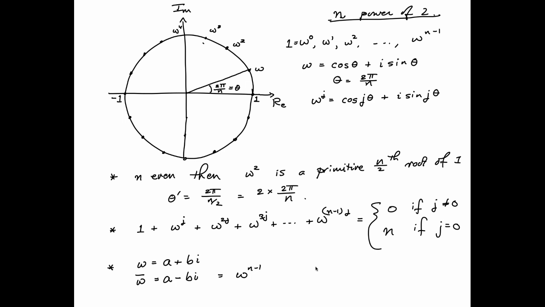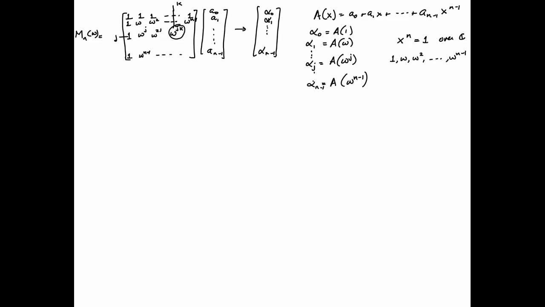Of course, what this means is that if you look at omega times omega bar, you get omega times omega to the n minus 1, which is omega to the n, which is 1. So actually what we have is omega bar is the same thing as 1 over omega, or omega inverse. Okay, so these are the properties of omega that we'll actually be using. And so now let's go back and look at this discrete Fourier transform matrix, or the FFT matrix.